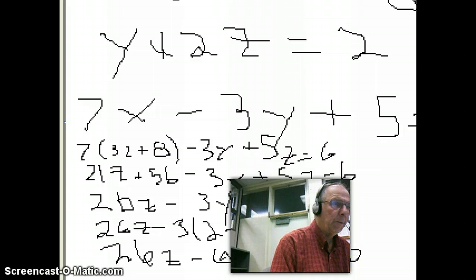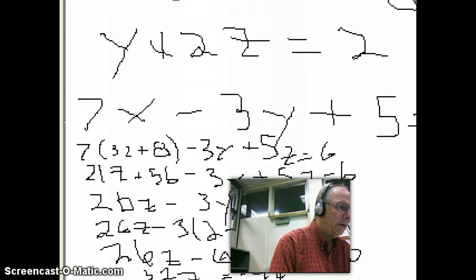And then we would combine like terms together. Notice that 26z plus 6z is 32z. Then you would add 6 to both sides. That would be equal to negative 44. And then divide both sides by 32.